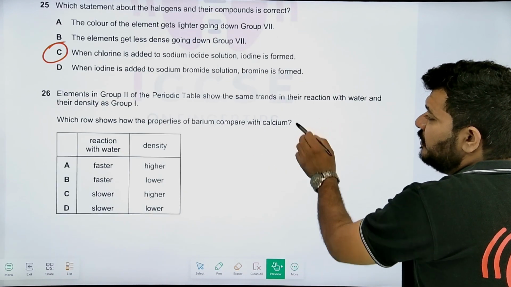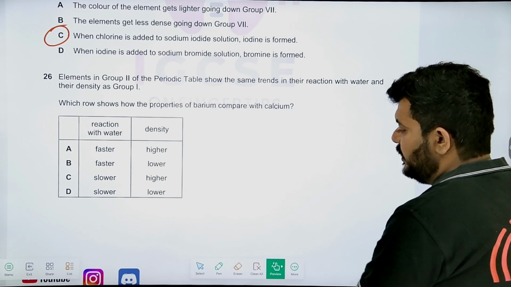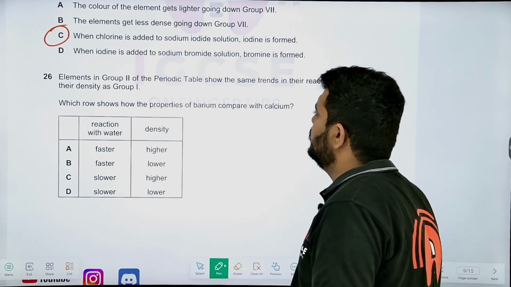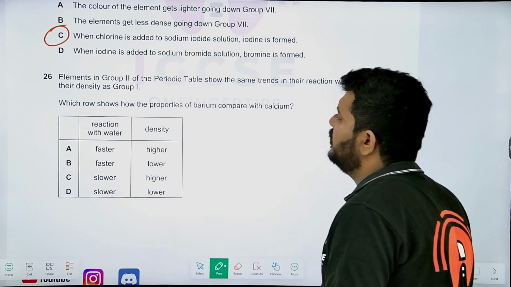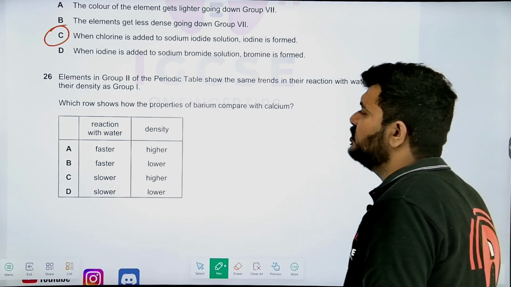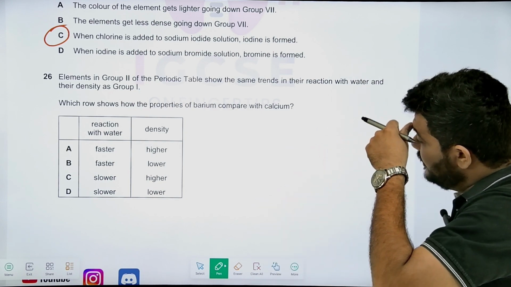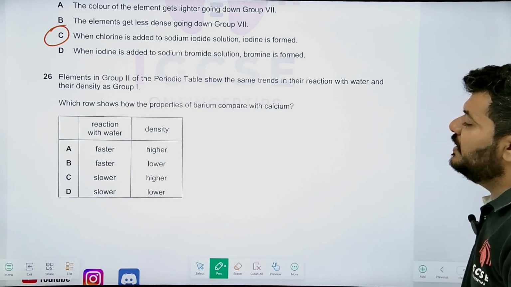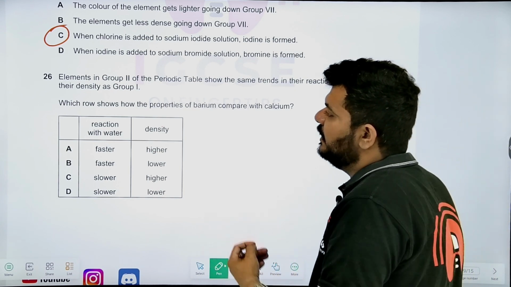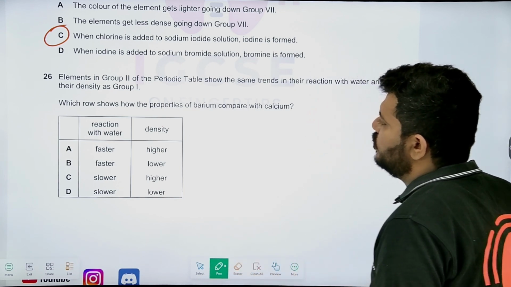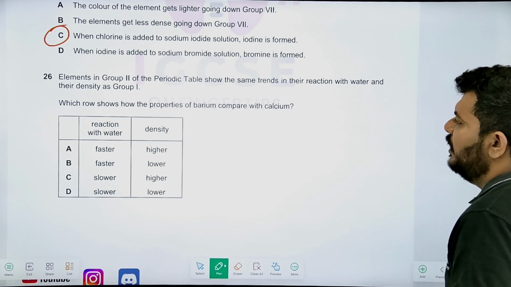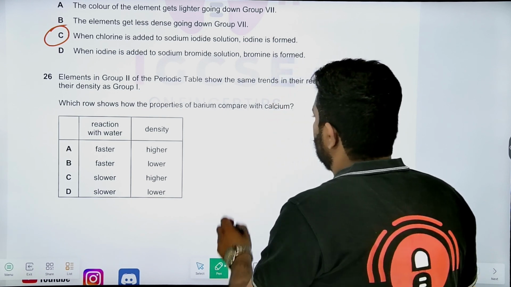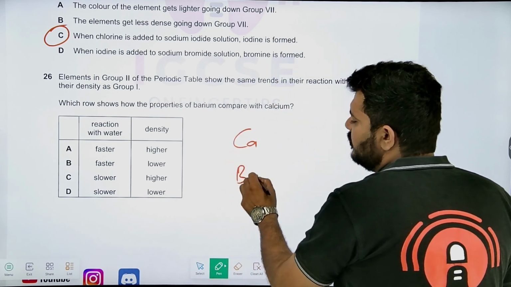Then what do we have? Question 26 says, elements in group 2 of the periodic table show the same trends in their reaction with water and their density as group 1. In group 1, what happens? The reactivity with water increases, it gets more and more vigorous, and the density is decreasing. Which row shows how the properties of barium compare with calcium, right? Reaction of barium. So calcium is over here, barium is over here.